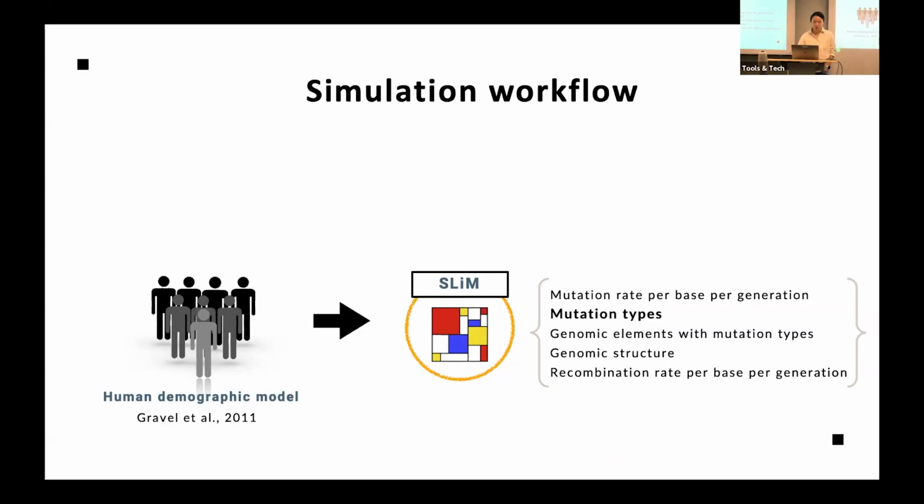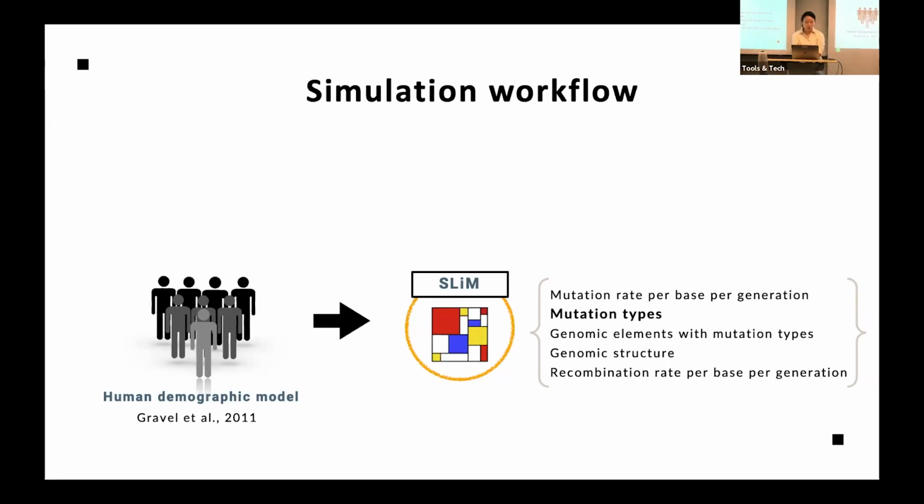But of these five, I want to draw your attention to the mutation types parameter, because this is the main reason why we chose to use SLiM to run our simulation. There are other simulation software like MS, but that uses coalescent theory to generate the population history, and that doesn't quite allow us to incorporate selection or fitness into the model.